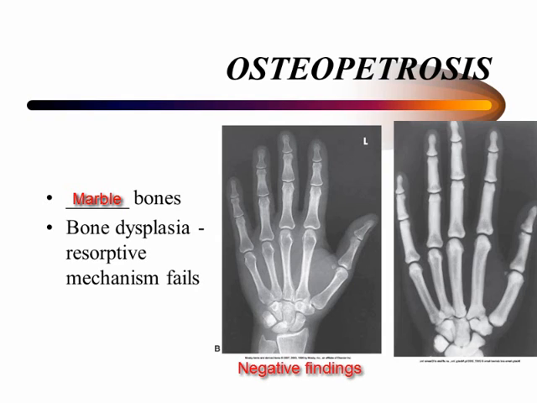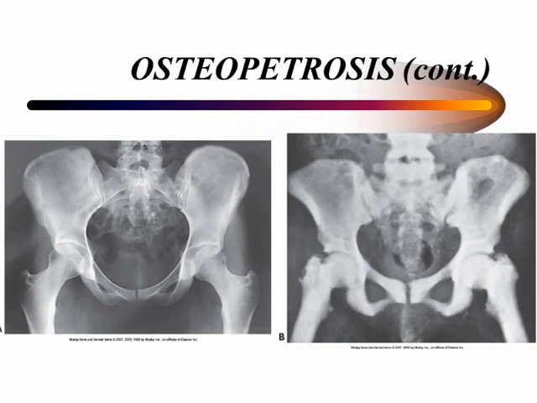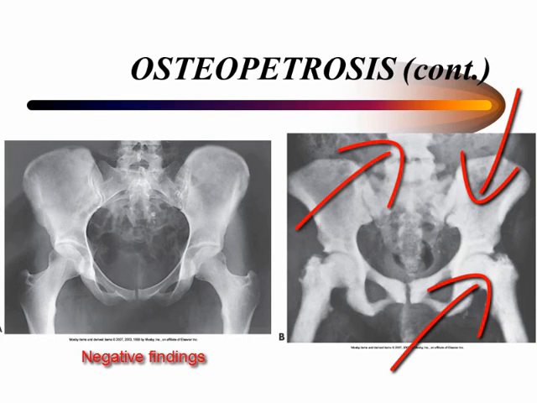Comparing the normal image to the patient who has osteoporosis, you can notice the striking sclerosis of the bones of the hand and wrist. Here's another image comparing a patient with osteoporosis with a patient who has negative findings. In the patient with osteoporosis, we can see generalized increased bone density of the lower spine, pelvis, and hips.